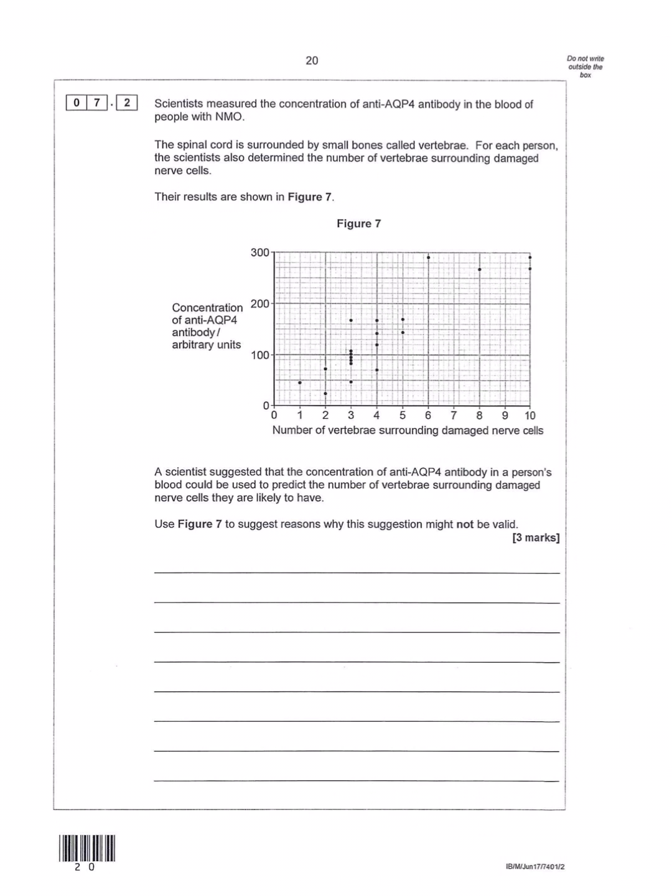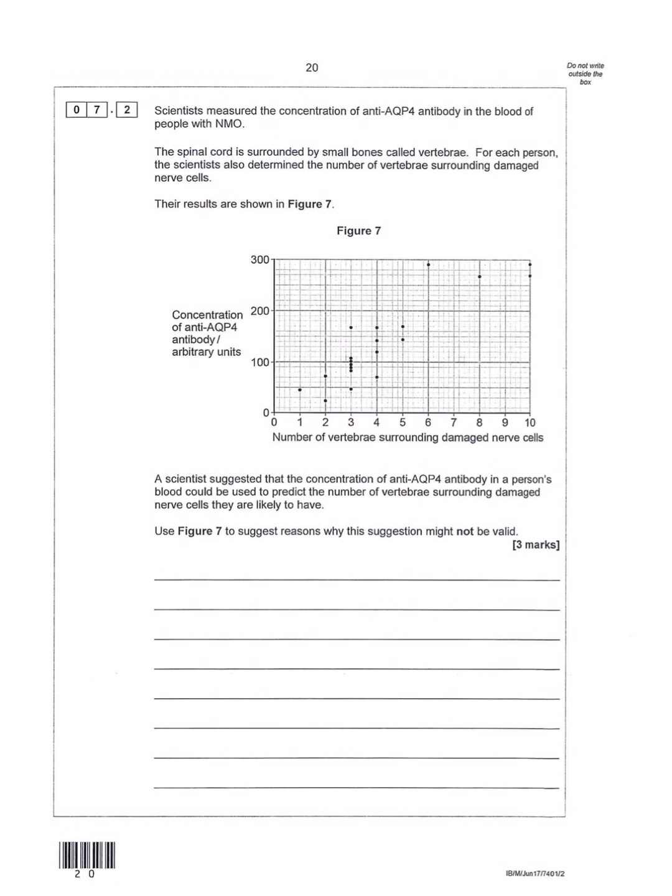So our job is to have a look at figure 7 and suggest reasons why this suggestion might not be valid. First and foremost, if we have a look at figure 7, each dot represents a different individual that partook in this experiment. There's only 20 individuals, and therefore the sample size is too small in order to draw any valid conclusions about the relationship between the concentration of anti-AQP4 antibody and the number of vertebrae surrounding damaged nerve cells.